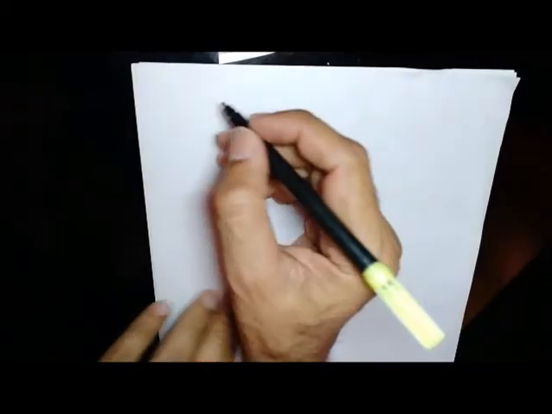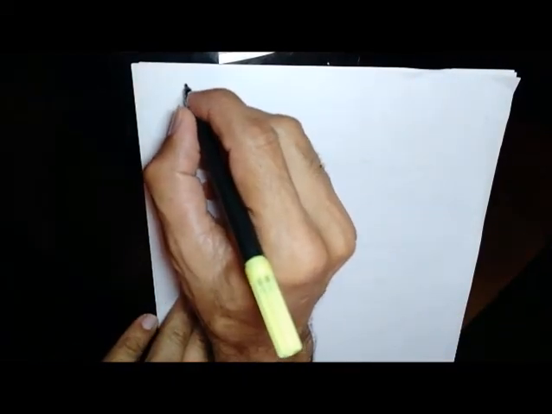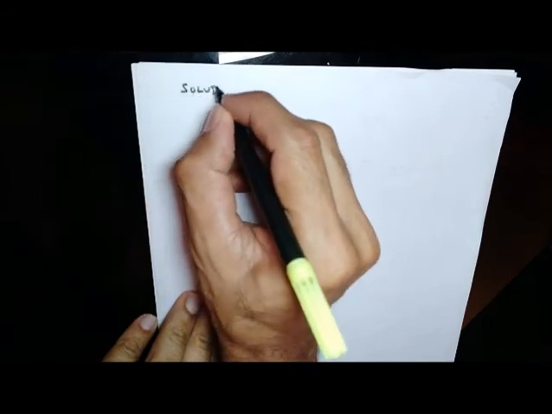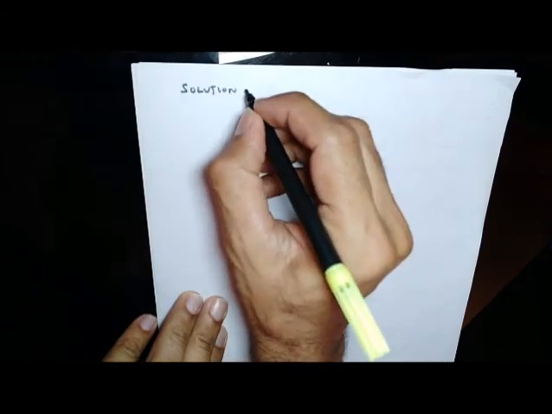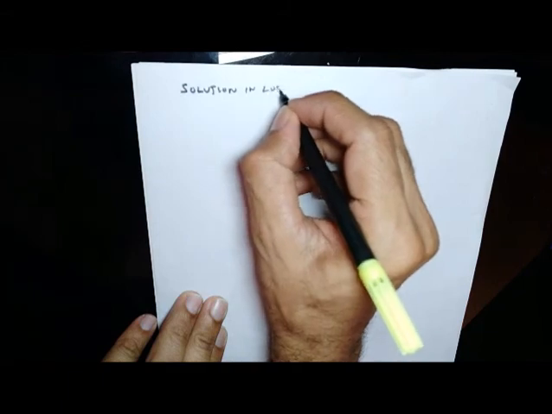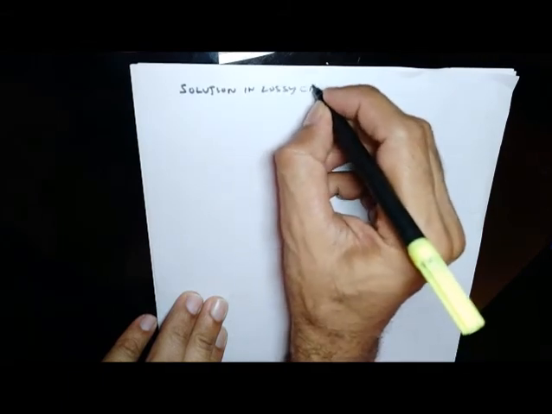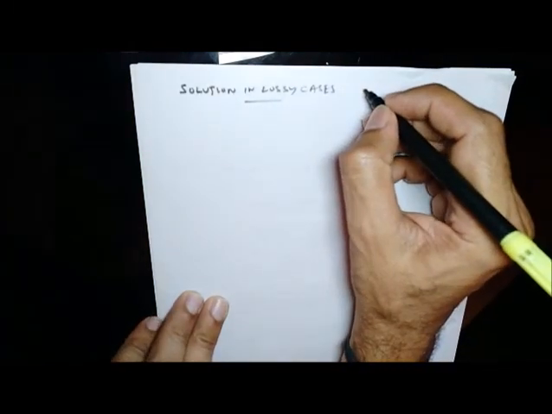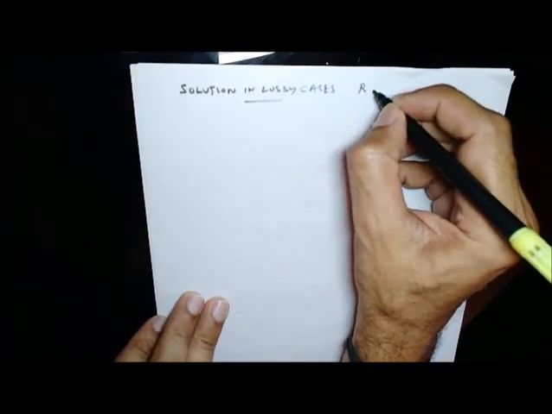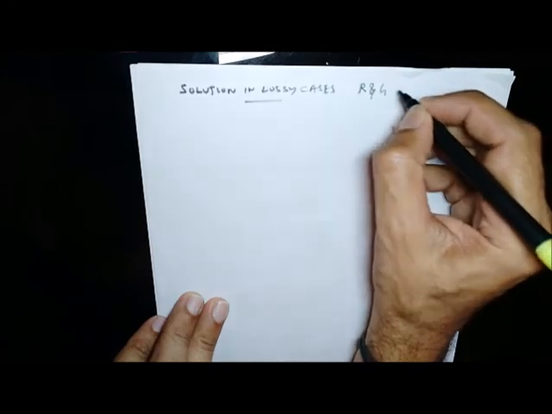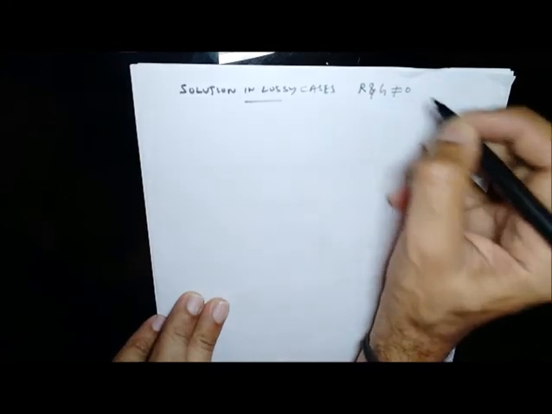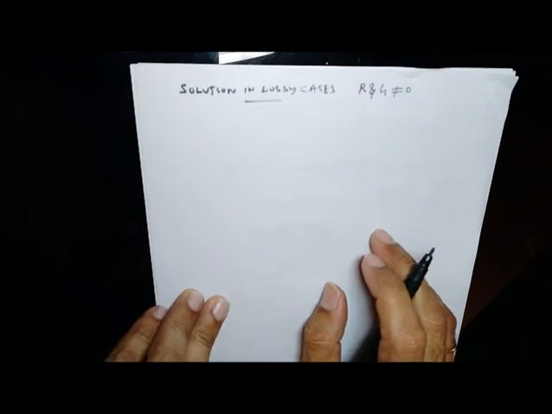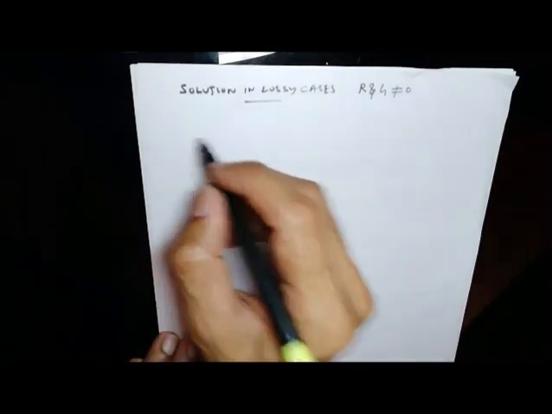Okay, so now we consider the lossy case. So, solution in lossy cases. Lossy cases here, as we refer to, is when R and G are not equal to 0. So R and G equal to 0 was considered earlier. That was a lossless case, which is a very simple case.